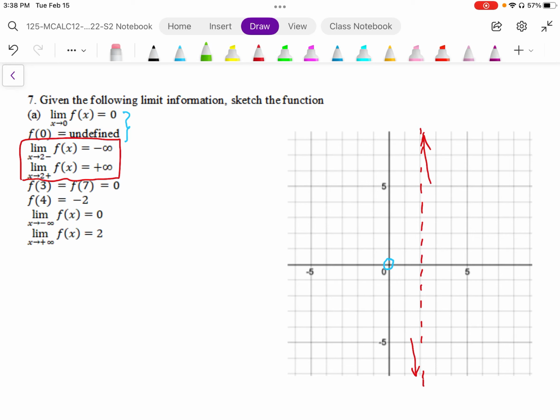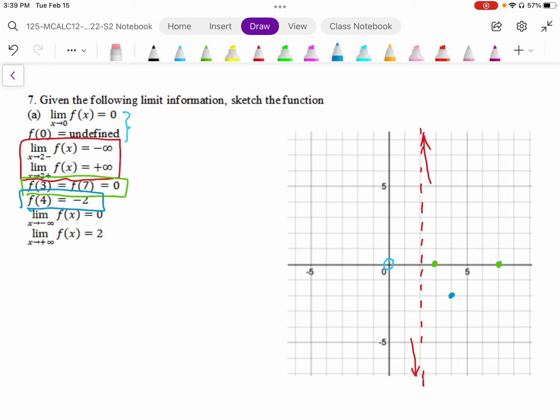I've been given some coordinates here, in fact, zeros. At x is 3 and x is 7, we have zeros, so it's going to cross the x-axis at those points. We've also been given some kind of more random point here. At x is 4, y is negative 2, somewhere around here.